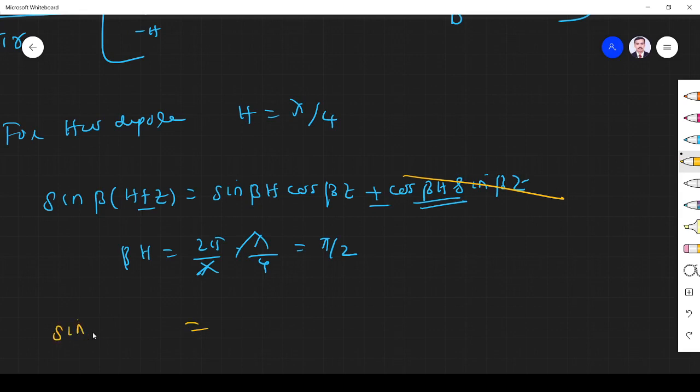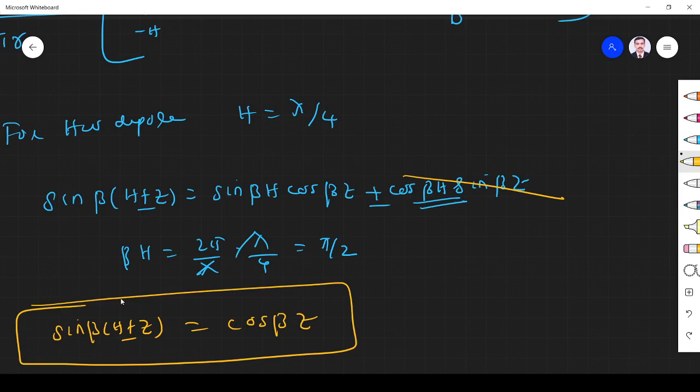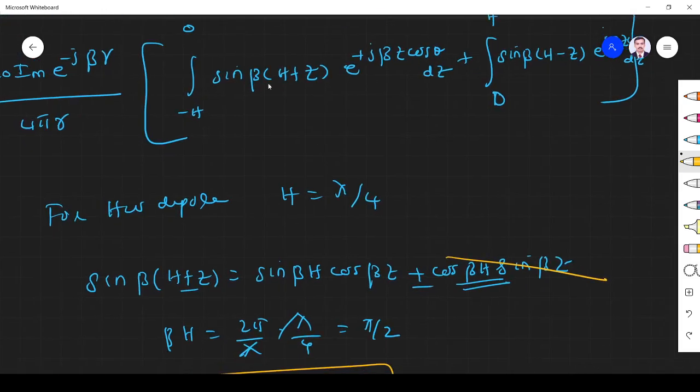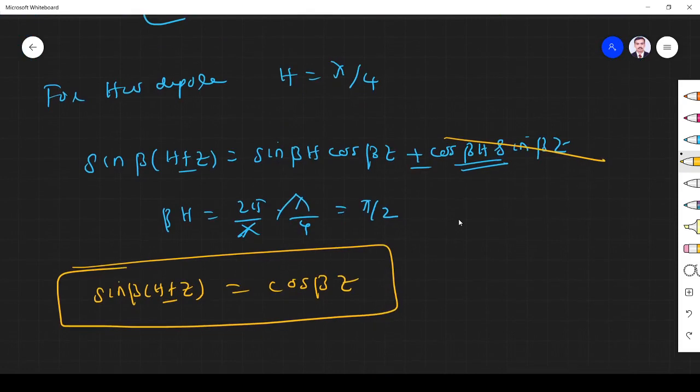So sine of beta h plus z, plus or minus z, whatever be the thing, it will be cancelled. Sine beta h means sine pi by 2, sine pi by 2 is 1, so it is only cos beta z. Yes or no? Sine beta h plus or minus z is equal to cos beta z. So instead of sine beta h plus z, you substitute cos beta z.